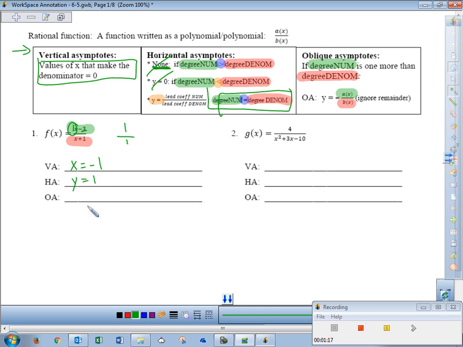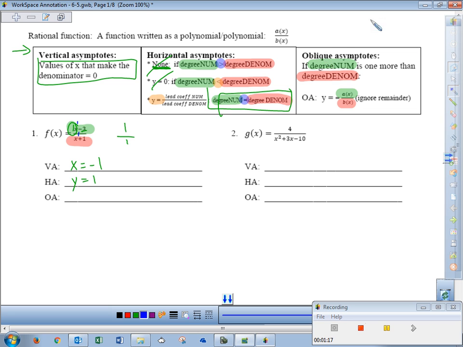Then the last thing to check for, are there any oblique asymptotes? Here's the rules for oblique asymptotes. It only happens in one case, if the degree of the numerator is exactly 1 more than the degree of the denominator. Is that happening here? Degree of the numerator is 1, degree of the denominator is 1. Is the degree of the numerator 1 more than it?